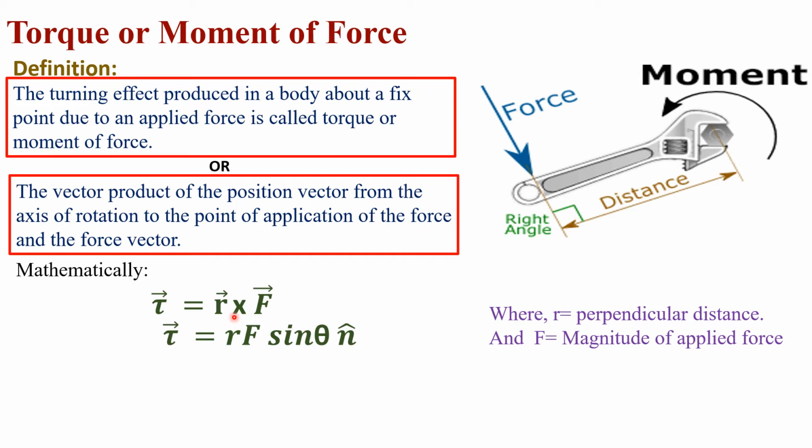We know that cross product gives us a function of sine, and we get torque is equal to magnitude of r and magnitude of F into sine theta into unit vector. When we represent a vector, we write magnitude of vector into unit vector. Here r is the perpendicular distance. This distance is perpendicular to the applied force, and F is the magnitude of applied force. Unit of torque is Newton meter. Newton is the unit of force and meter is the unit of this distance.